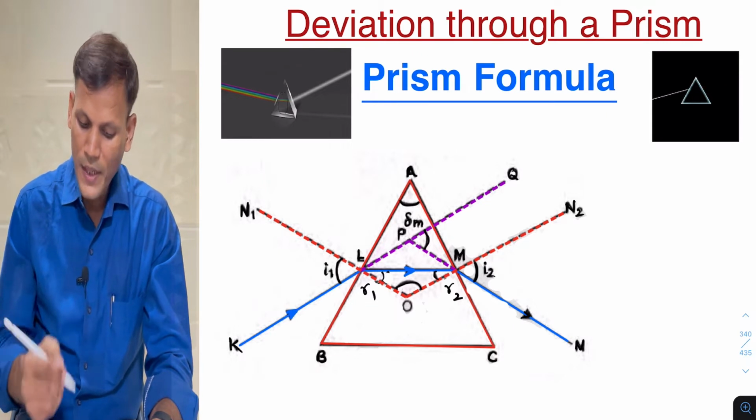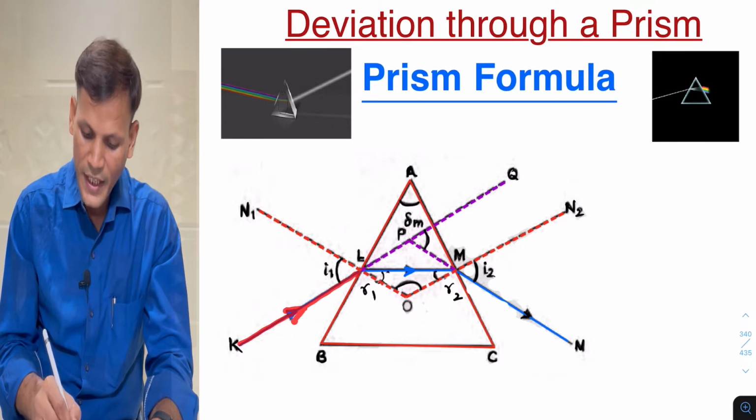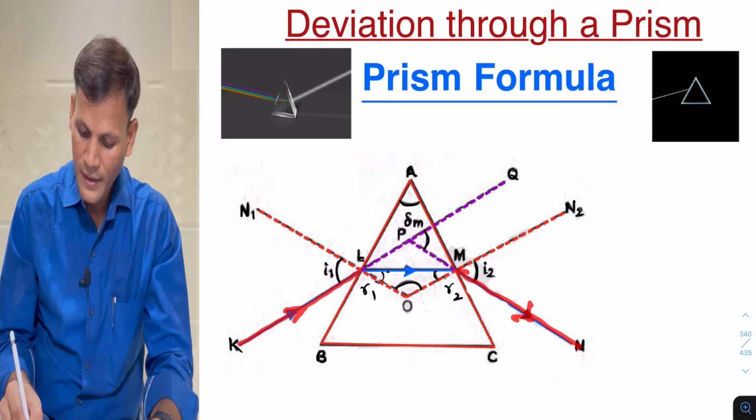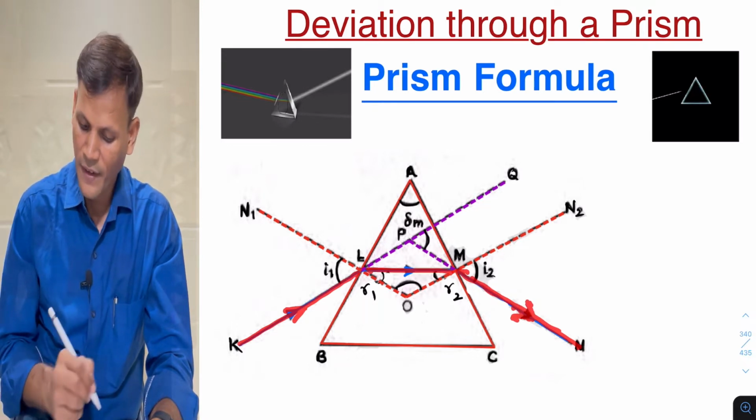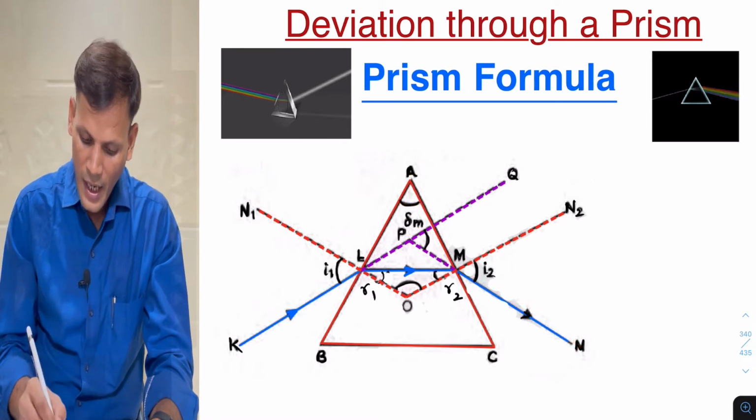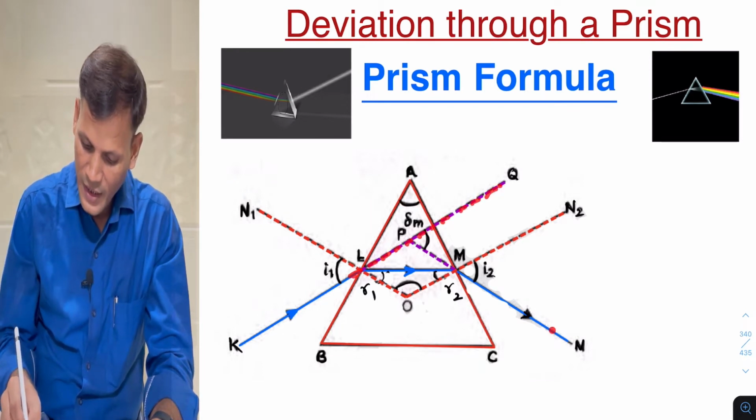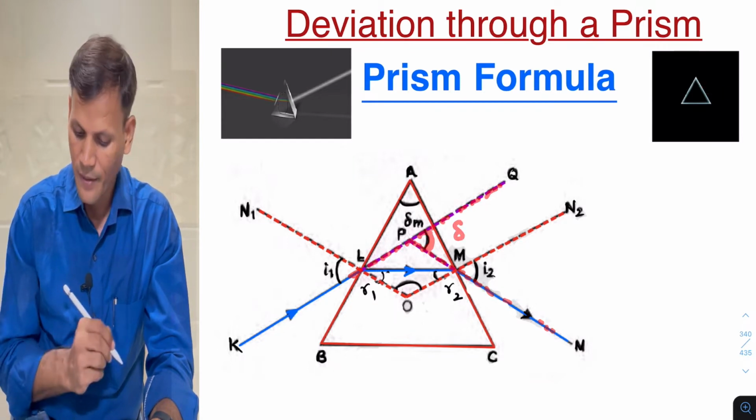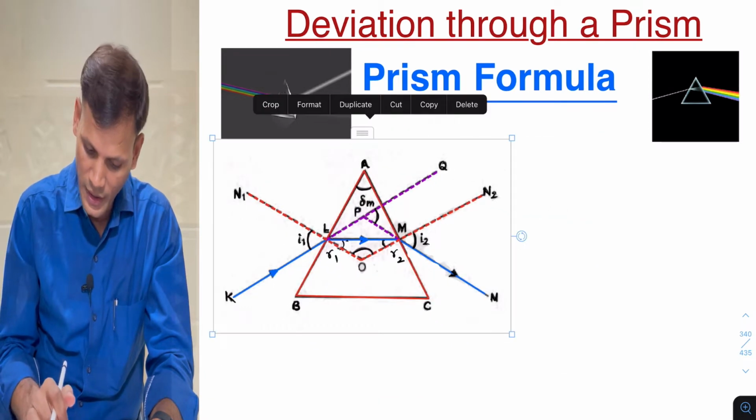So what happens in this case, as the light enters from here, this is the incident ray, this is the refracted ray, and this is the emergent ray. This angle A is called the angle of prism. As we extend this ray further from here and this ray further from here, where they meet, that angle is delta. Now a few terms are there, I will write all the terms.